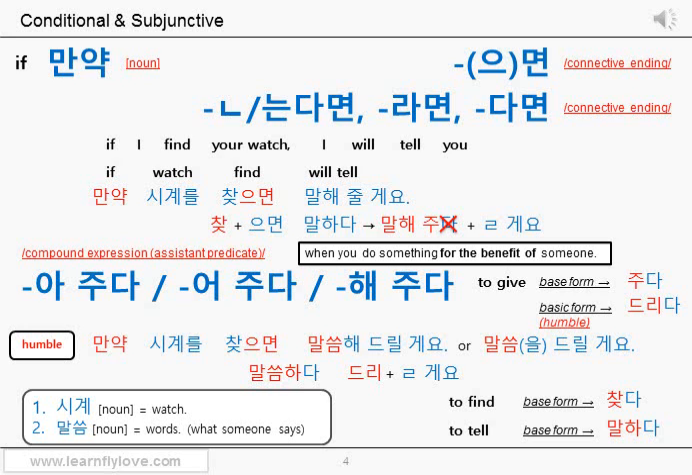말씀해 드릴게요. And let's call it humble form rather than higher respect form, because it's used to make yourself humble, to show more respect to the object or the listener in this case. 만약 시계를 찾으면 말씀해 드릴게요. 만약 시계를 찾으면 말씀해 드릴게요.